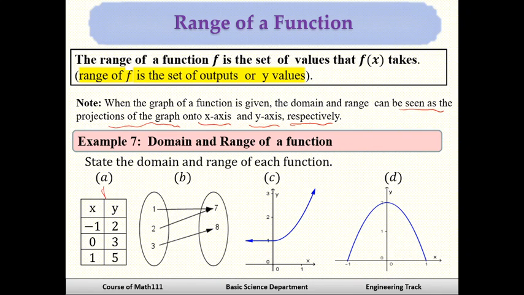Now, this is a function. Let's say this f, x and y values are matched by this rule. -1 is matched with 2, like 0, 3, 1, 5. And b is another function, and it has this type of matching. And this is a graph of a function, and this is another graph of a function. Because of the vertical line test, you can say it's a function here. So we have only one intersection for each vertical line. Now these are all functions, so we have to find the domain and the range.